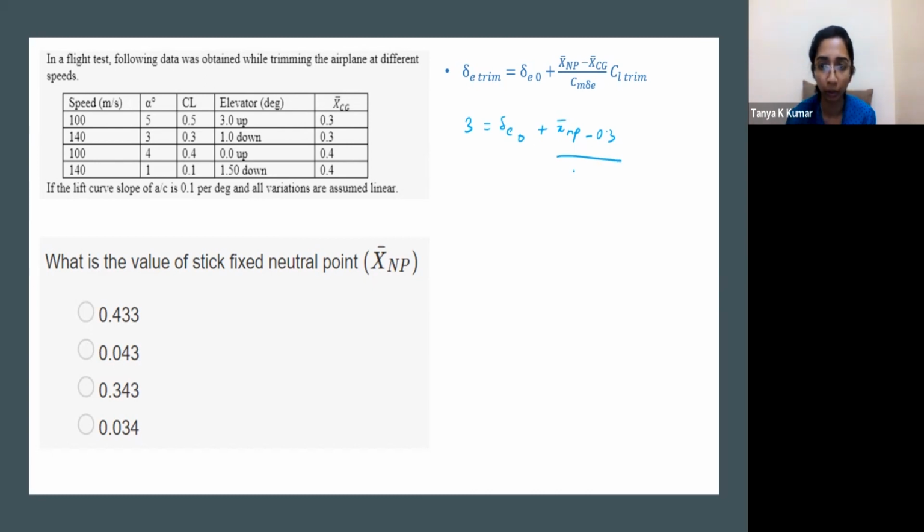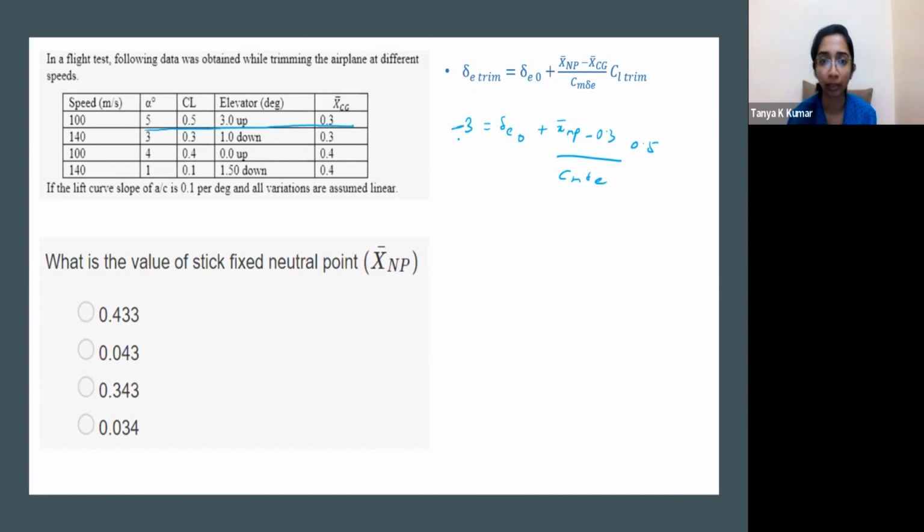CM delta E, we don't know. And CL trim for the first case, I'm just taking the first case, okay? This is the first value. So the CL trim there would be 0.5. Now we take the next values. What is the next delta E trim? Oh, here it says 3 degrees up. So this would be -3, okay?